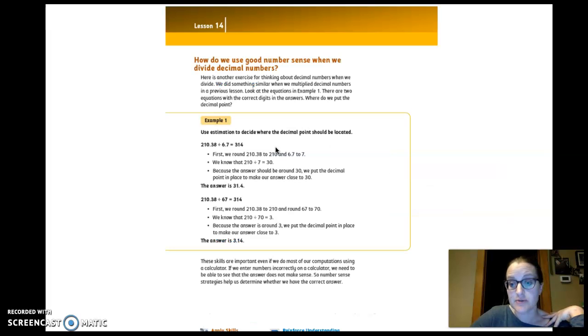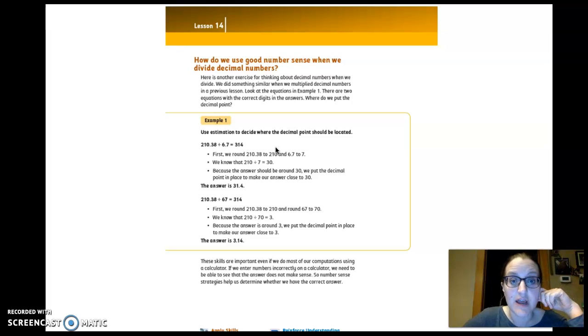So how do we use good number sense when we divide decimal numbers? So remember, using good number sense is seeing what makes sense when you look at a problem. We've talked about this in a lot of our lessons, that if we want to be logical about it. So we know that when we do 8 divided by 2, it's not going to be 1,000, right? If we do 8 divided by 2, it'll be 4. We know that logically with good number sense, okay?